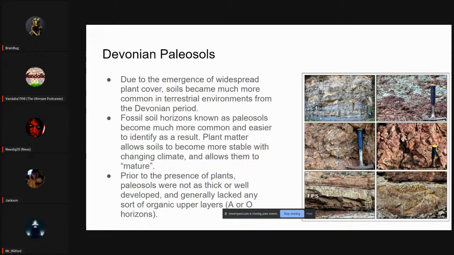And prior to the presence of plants, paleosols that we do have, because you do see some, are generally not that thick, and they're not that well-developed in terms of looking mature, quote-unquote. They usually don't have what's called an A or O horizon, which is essentially the very upper layer of a well-organized soil, that is usually full of organic matter. Yeah, you have to have the mulch for that. Exactly, yeah.